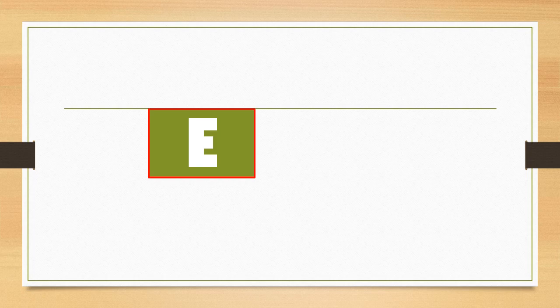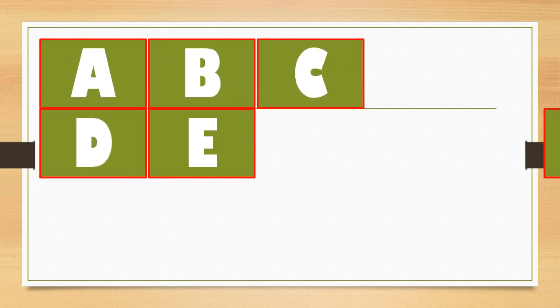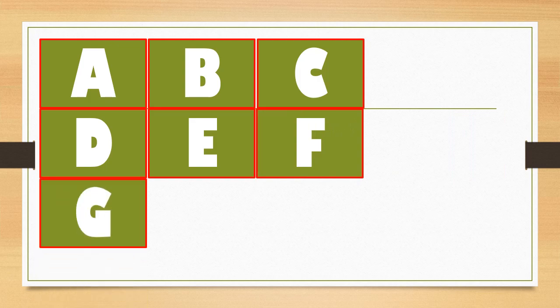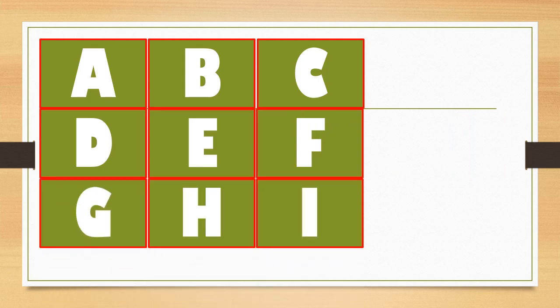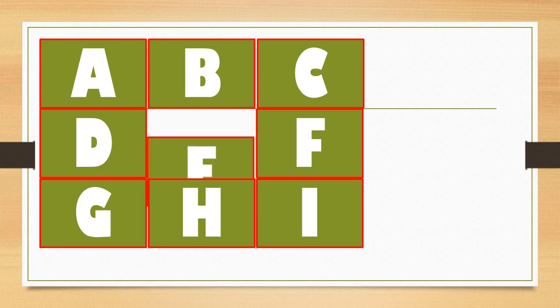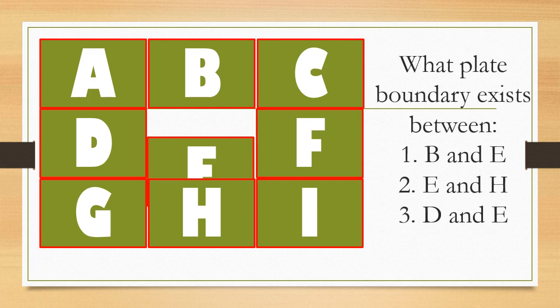So how are plate boundaries formed? Let us consider these 9 blocks. Suppose that these blocks are the lithospheric plates of the Earth. Suppose that E moved towards block letter H. So what plate boundary exists between B and E? Since E moved away from letter B, a divergent plate boundary is formed.